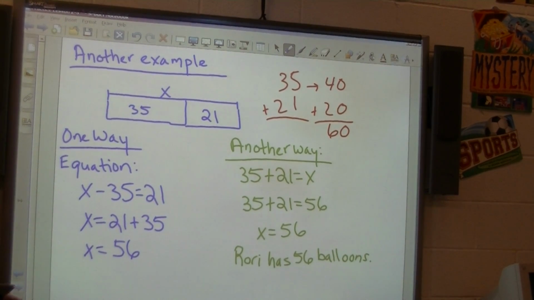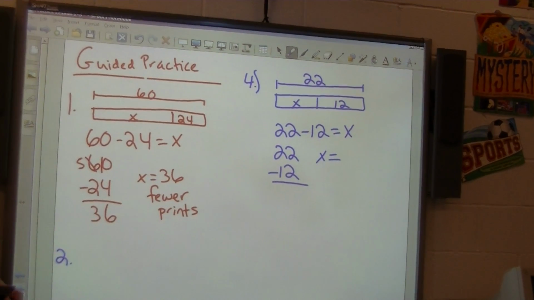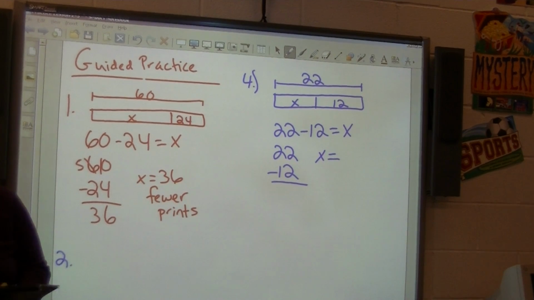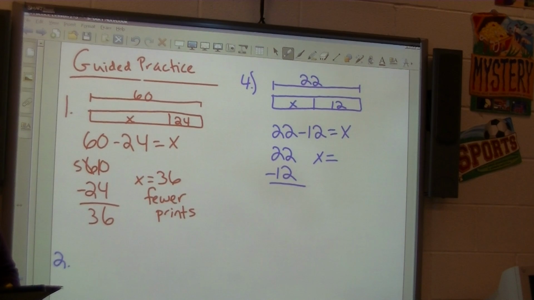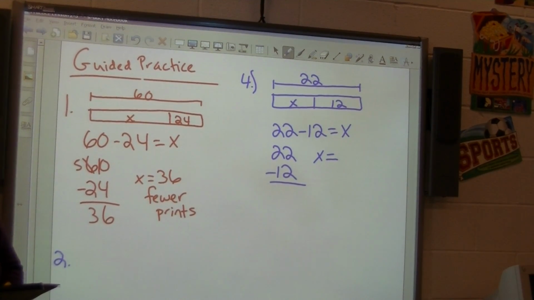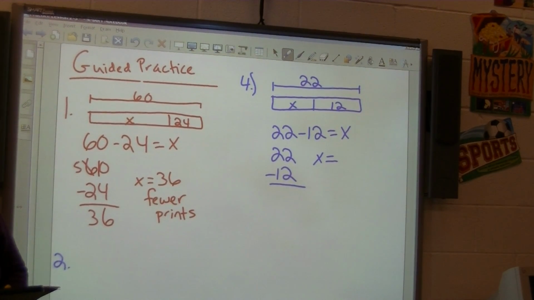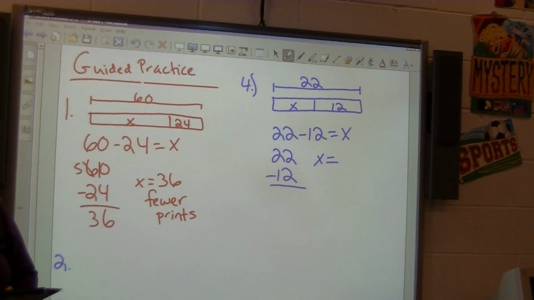Good job. Now 5th grade, we're going to hop right into the guided practice on the top of page 45. And it says, do you know how? It says, draw a picture and write an equation, solve. Okay, look at number 1. Read the problem with me before you try to take some notes.